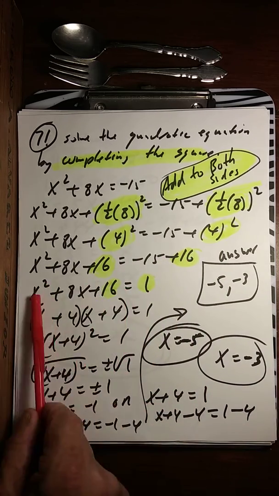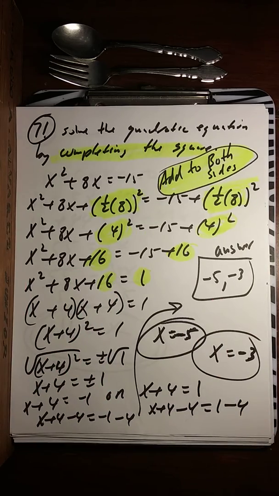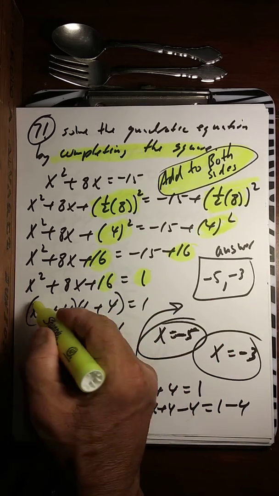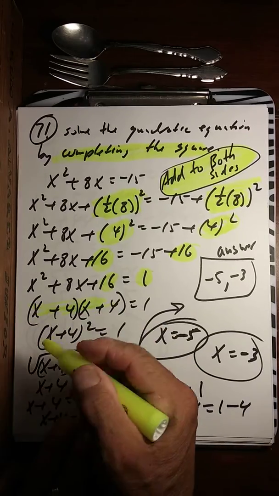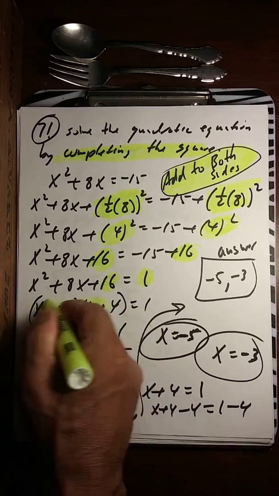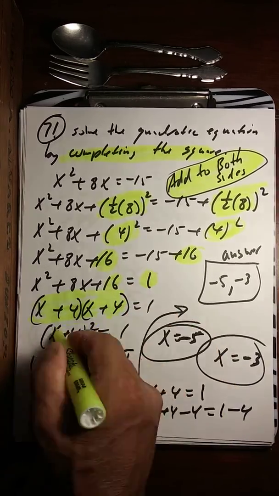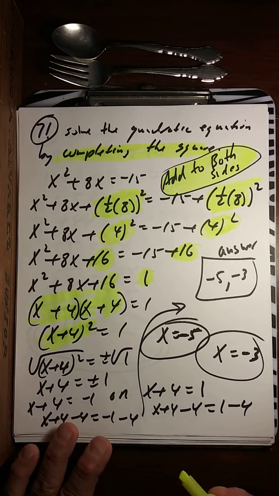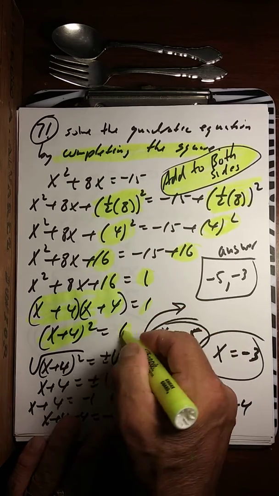Now, once you get to this form here, can you factor this out? The answer is yes. This right here factors into this. Okay, let me highlight that a little bit. And it will become this right here. And the 1, don't worry about it, leave it alone.